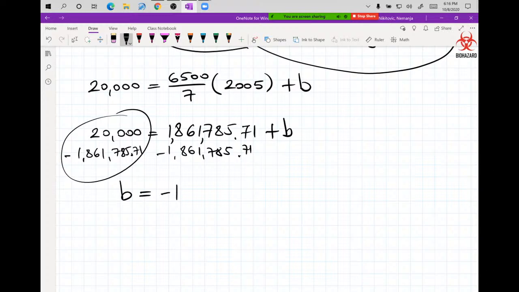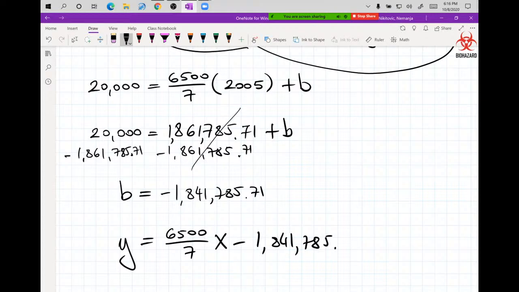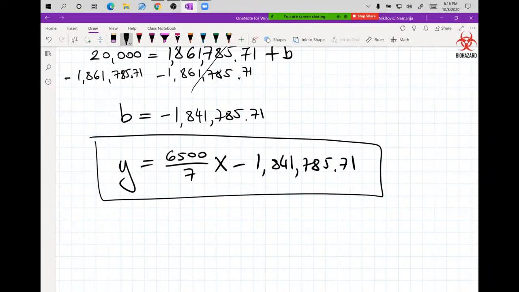All right. So when you do this subtraction, these numbers cancel. When you do the subtraction, you get negative 1,841,785.71. And here it is. Y equals 6500 over 7 times x minus 1,841,785.71. So now, if I want to see the price of the car in any year, given that it's going to keep linearly increasing like this, I can tell you the price in 100 years from now. I can tell you the price today in 2020, because if you want to know what the car is worth today, you just plug in 2020 for that x. When you do the calculation, it will give you the value of the car for the year.